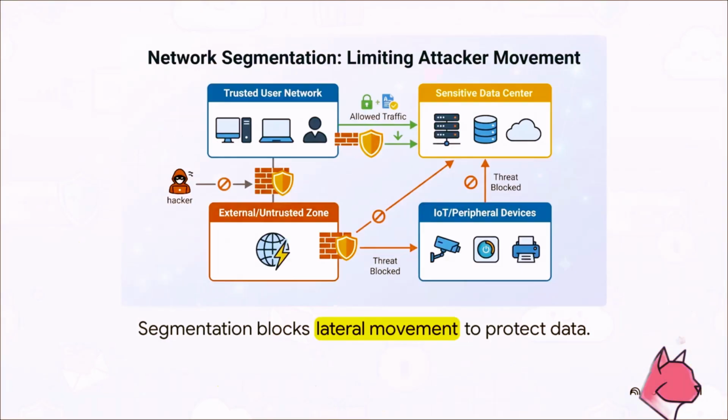Well, the answer is network segmentation, which drastically limits an attacker's movement. Even if a hacker breaches the untrusted zone on the perimeter, proper segmentation sets up these virtual stop signs that completely block their lateral movement. Because the network is divided into smaller manageable parts using internal firewalls, the hacker is stopped dead in their tracks before they can move sideways to reach a sensitive data center or other peripheral devices on the network.